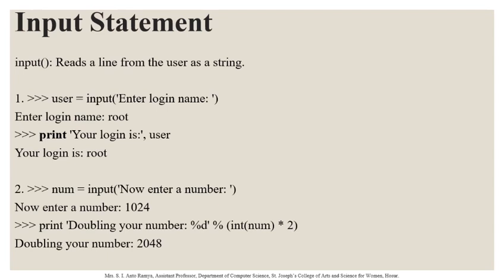In the next step, print 'doubling your number %d', and now here we are giving an operation that is percentage int of num. Why are we converting num into int? Because we have just given 1024, it is an integer, but here we are converting it because Python accepts everything as a string. Whatever value you enter, everything will be accepted as a string. So 1024 is also accepted as a string. That is why in this step we are converting that value into an integer and then multiplying it by 2. So 1024 will be converted into an integer and multiplied by 2 is 2048. That will be displayed in the output.